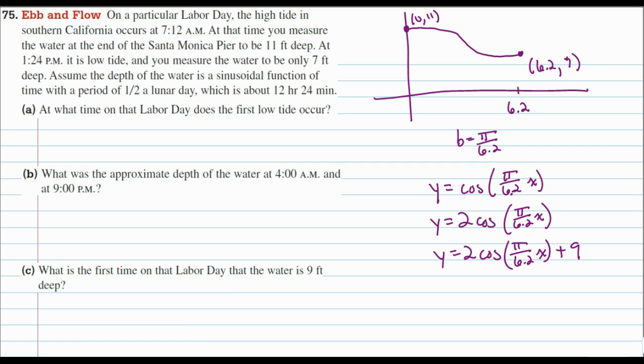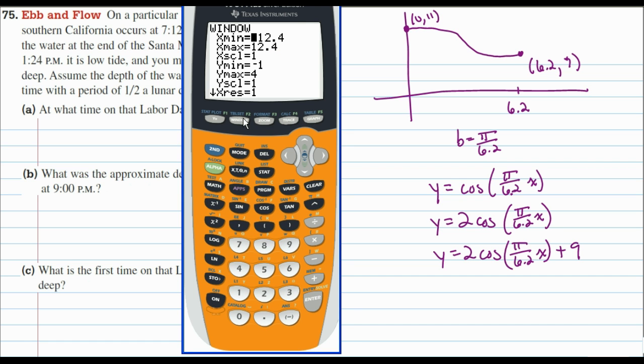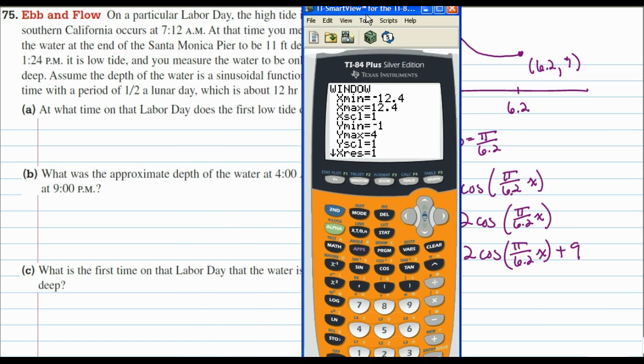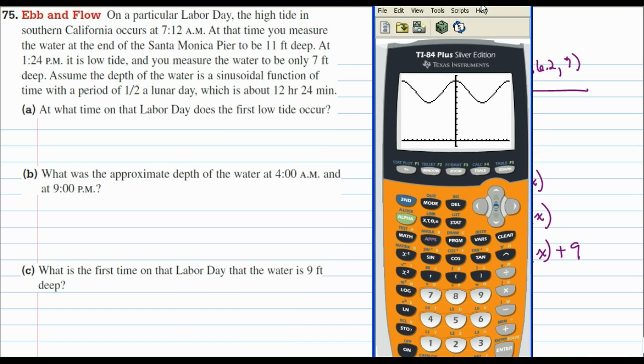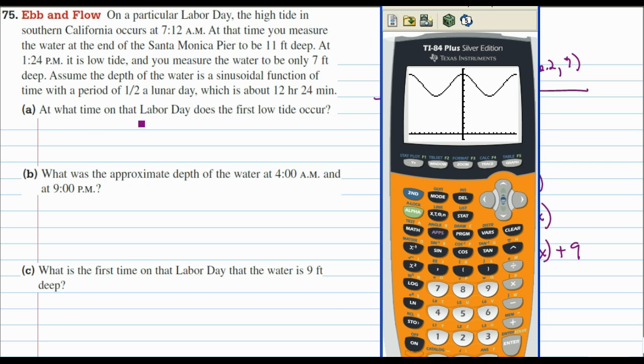All right, so let's put that in the calculator. Now in this case, I'm going to make the same x min and x max negative 12.4 hours and positive 12.4 hours, so I can cover a full lunar day around time 0, which I'm calling 7:12 in the morning. Then let's see, my y min in this case can still be -1, but my y max, I got to go all the way up to 11, so I'm going to go up to 15, I guess. Let's make it 12.